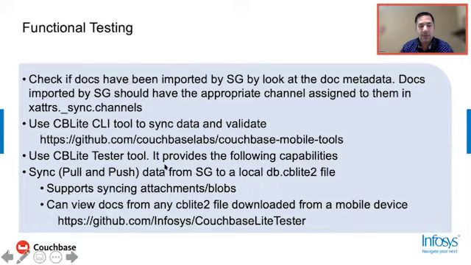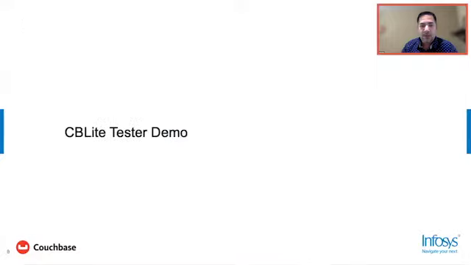So we will be doing a quick demo and looking at both these options, right? This is the GitHub URL where you can download the CBLite CLI tool from Couchbase Labs, and this one here, you can download the Couchbase Lite Tester tool from the Infosys repo. So those are your two options, and we'll talk about that.